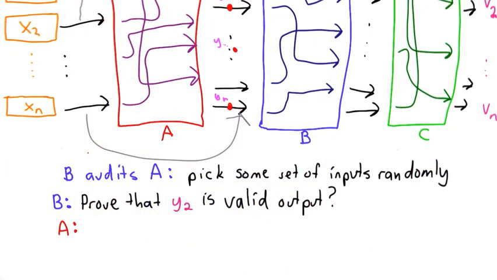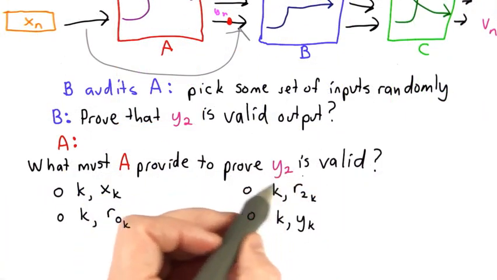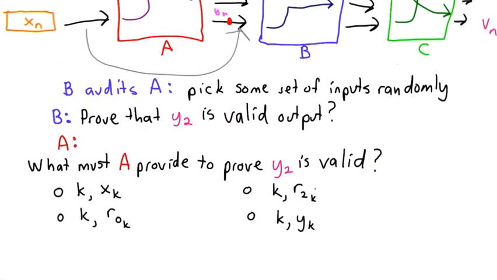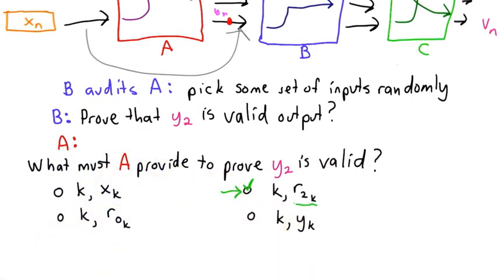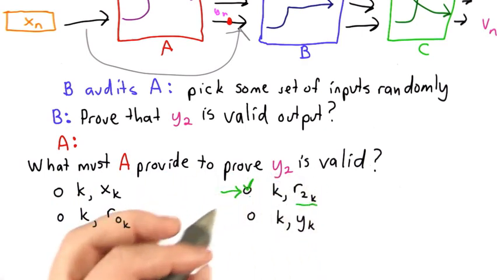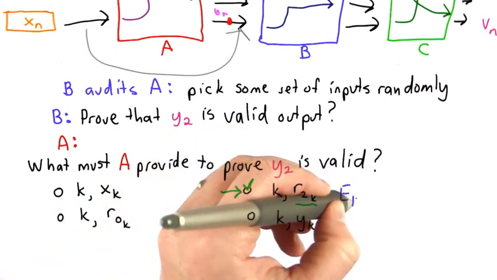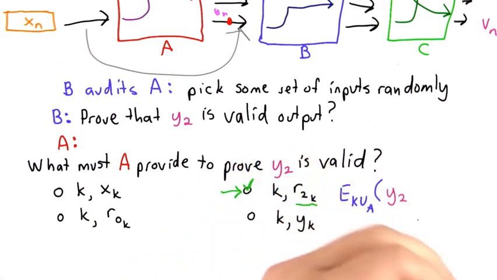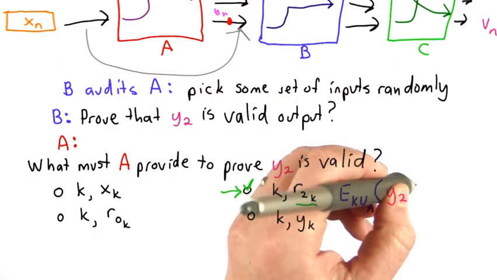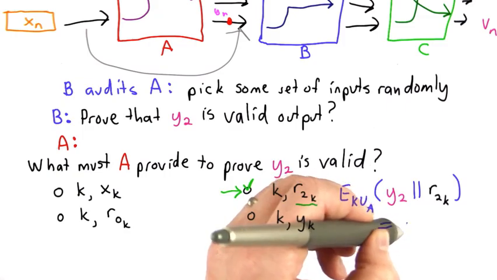In order to prove this, what does A need to provide? What must A provide to B in order to prove that Y2 is a valid output from A's mixnet? The answer is the third choice. It's really only necessary to provide the nonce, but it's helpful to provide the K value as well. Once this nonce is provided, B can check the encryption using A's public key of the output, which is the Y2 value, with the nonce added, that was the part that Alice removed. So what Bob needs to do is check that that output is equal to X of K.